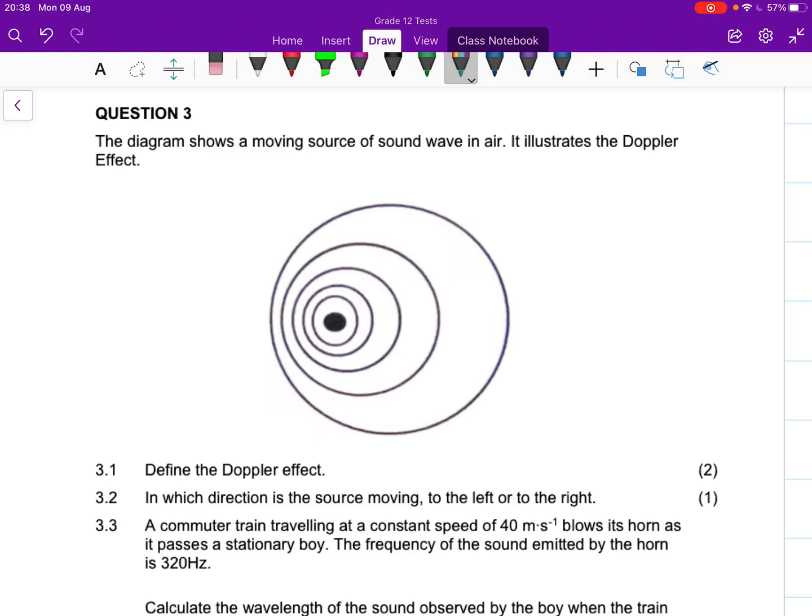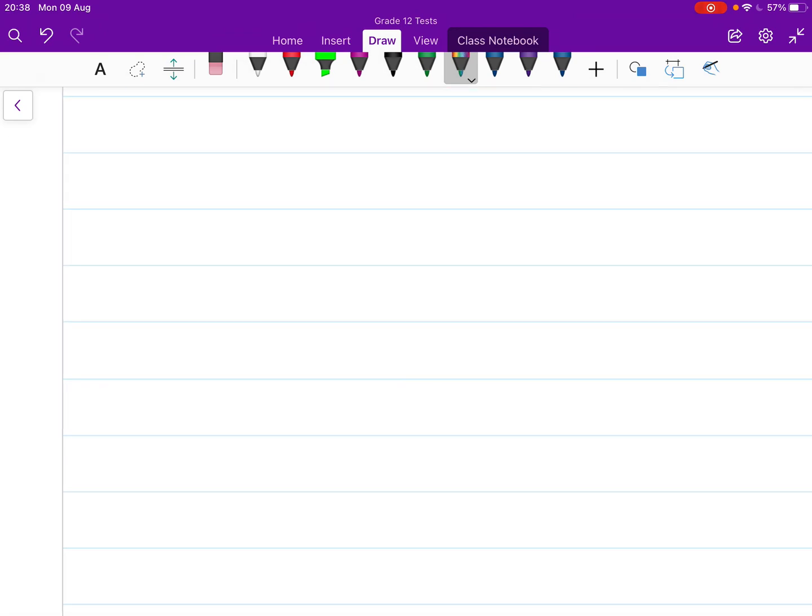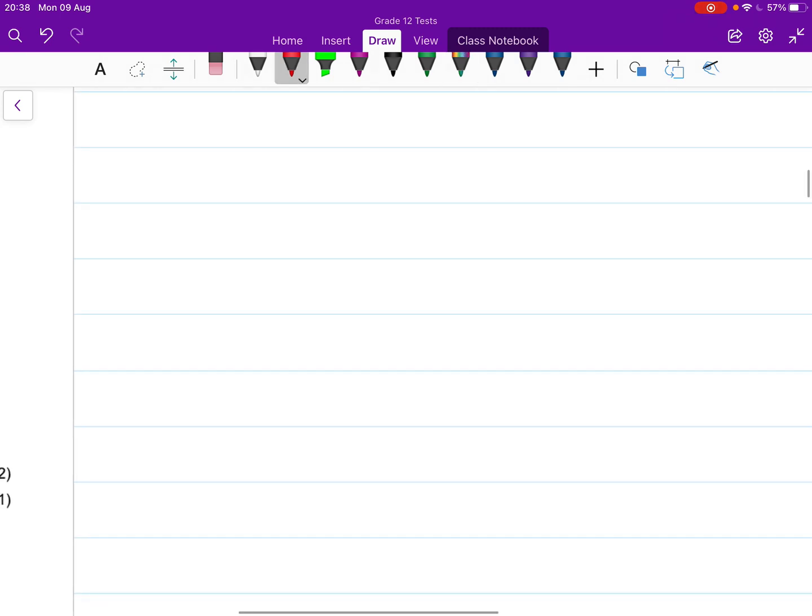We're going to look at question 3 of the term 2 control test, and this was the Doppler question. The diagram shows a moving source of sound wave in air, and illustrates the Doppler effect. First thing they say is define the Doppler effect. Guys, learning definitions really isn't an option, so I'm going to write this one out because I think there's a little bit of confusion as to what you should have here.